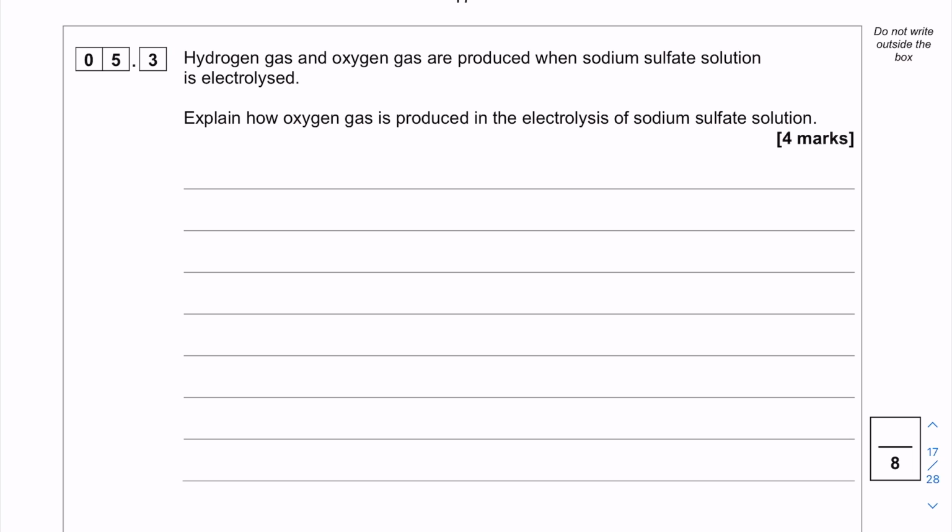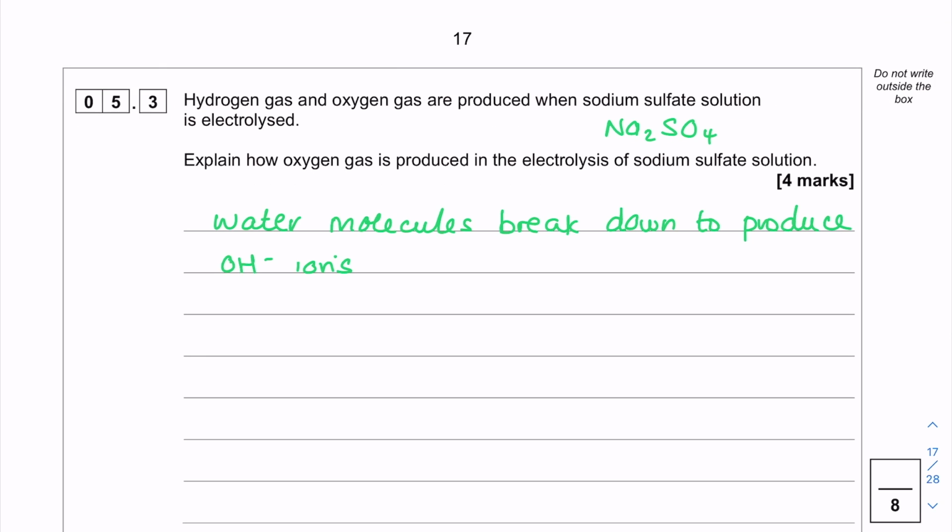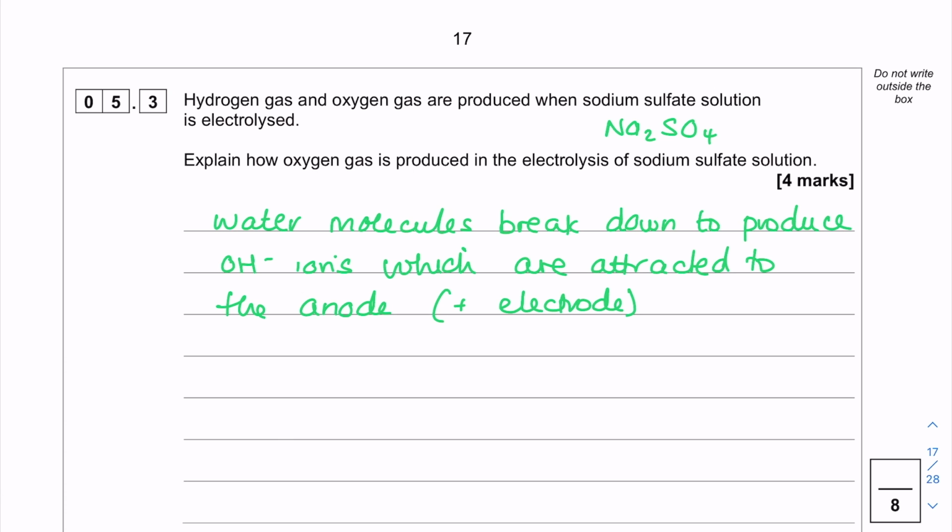Hydrogen gas and oxygen gas are produced when sodium sulfate solution is electrolyzed. Explain how oxygen gas is produced in the electrolysis of sodium sulfate solution. So this is your sodium sulfate solution. And because it's an aqueous solution, it contains water molecules which break down to produce hydroxide ions. So we'll start by writing that. Because it is electrolysis, and they're negatively charged, they'll be attracted to the anode, the positive electrode. What happens there is those hydroxide ions are oxidized, i.e. they lose electrons to produce oxygen gas.